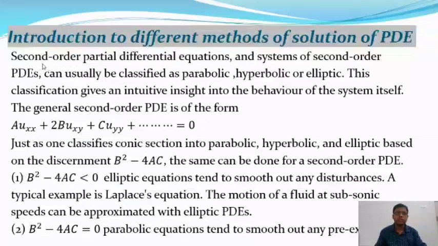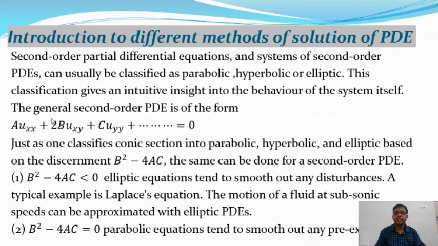So let's start. A second order partial differential equation and a system of second order partial differential equations can usually be classified as parabolic, hyperbolic, or elliptic. In a second order differential equation, the nature is either parabolic, hyperbolic, or elliptic. These classifications give an intuitive insight into the behavior of the system itself.